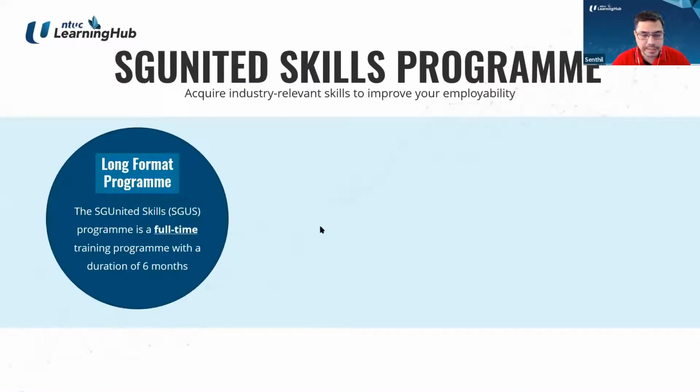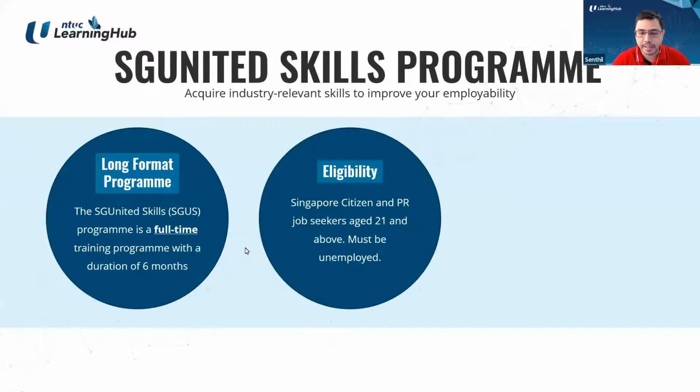As I mentioned, SGUS is a long format program, which is a full-time program with a duration of 6 months. The eligibility criteria: this program is only open to Singapore citizens and PR job seekers who are aged 21 years and above. And at the point of entry, the participant must be unemployed.